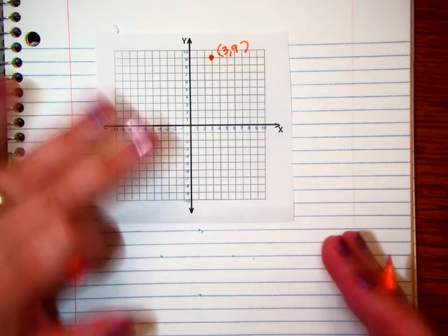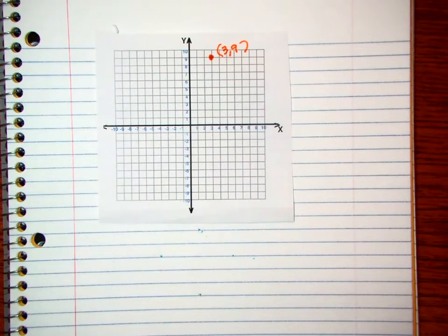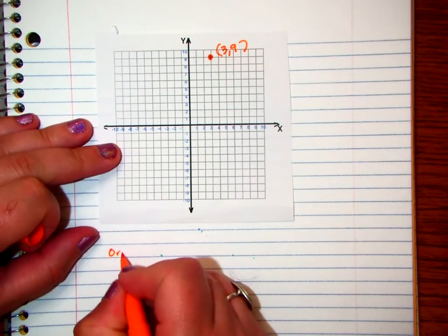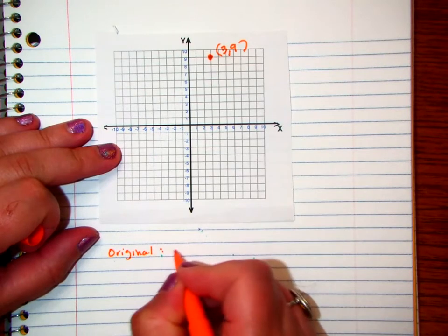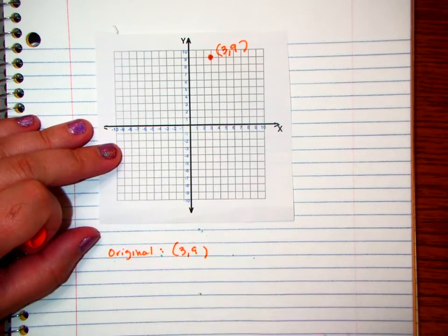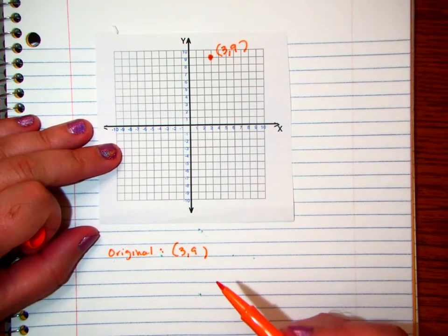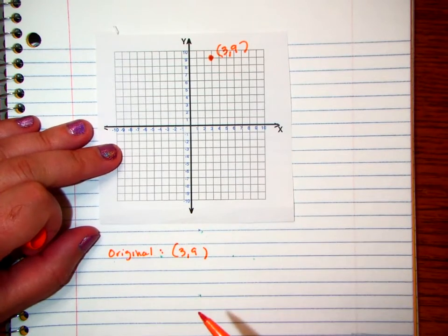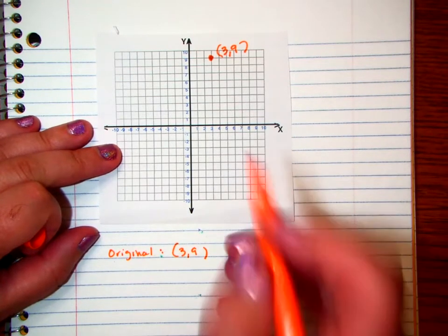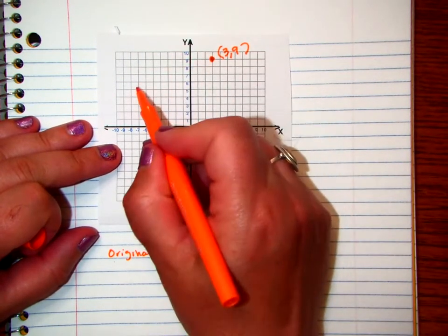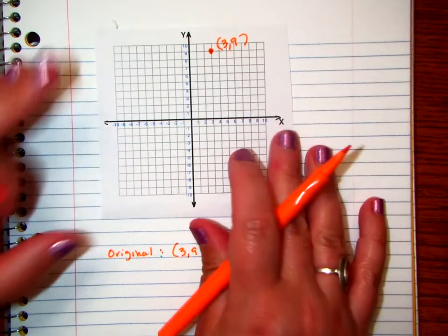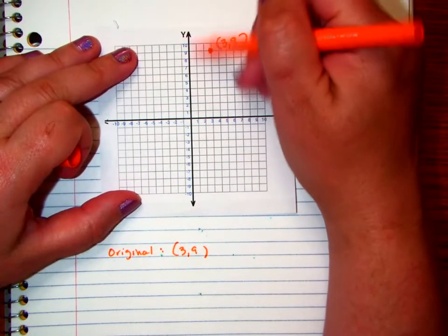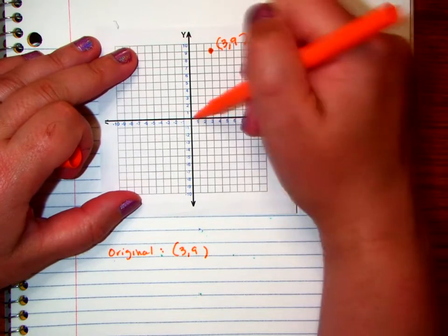Okay, now I'm going to move it in rotations. So the original is 3, 9. I'm going to do this one counterclockwise, and I'm going to move it in all 4 of the ways. So first of all, 90 degrees counter would be to go this way. Now what I prefer to do is think of this right now: this is the positive y, and this is the positive x.